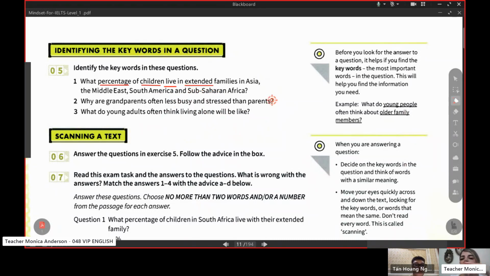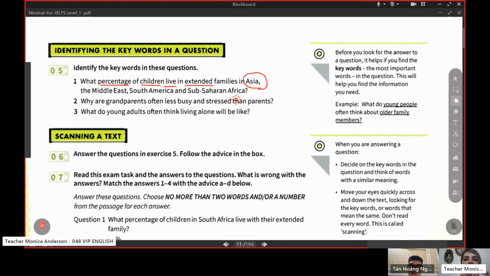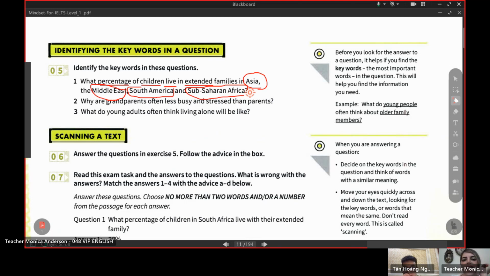Now, would you clarify about anchor words? Anchor: Asia. Asia, very good. So we have Asia and the Middle East. Middle East. Excellent. South America. Excellent. That's it. And the last one? Sub-Saharan Africa. Very good. Excellent. So we could find keywords and anchor words in the text.